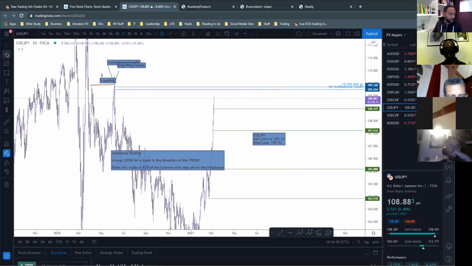Okay, all right, so we've got our stop loss at 109, where we have it, 52. Bang on, I was right there, 109.52. We'll put that as a stop loss.